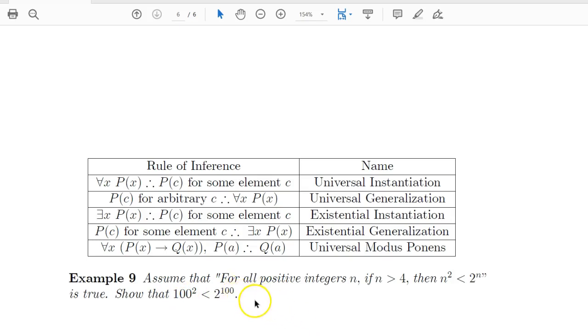We use universal modus ponens. Just select n to be 100. Use universal modus ponens and you derive the conclusion.